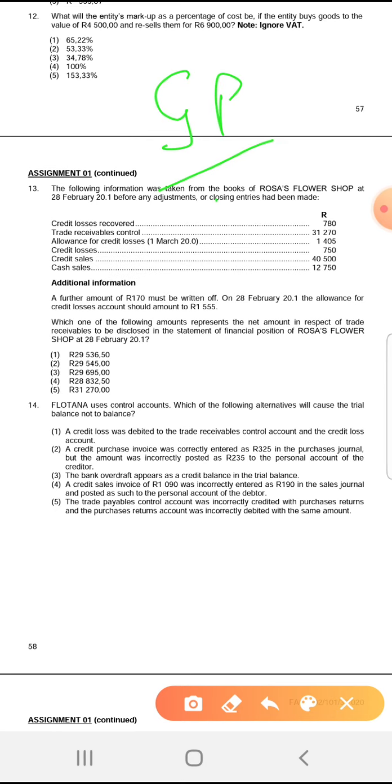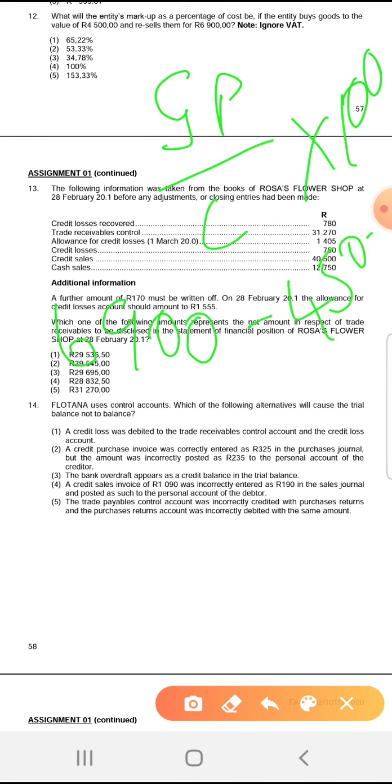Gross profit over cost multiplied by 100. This is how we calculate the markup. Here we are given the selling price, and we're also given the cost. So we take our selling price of 6,900 and deduct 4,500. It will give us 2,400. This is our gross profit.